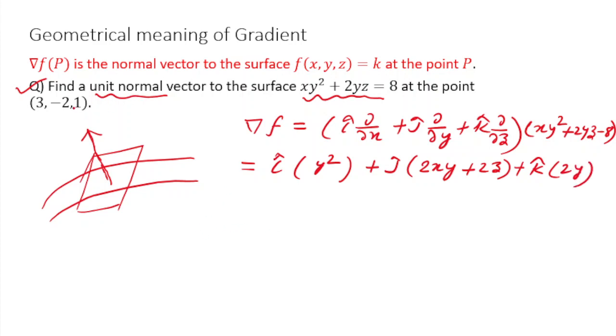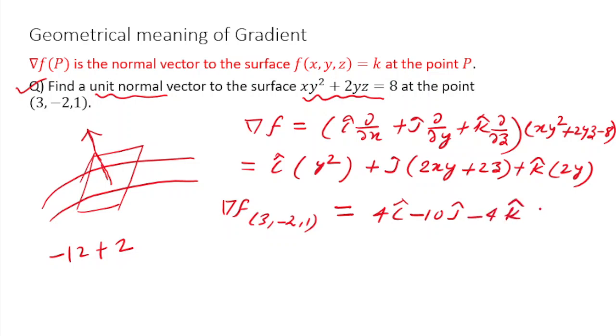So this is what we have got. But we have to calculate the unit normal vector at the point 3, minus 2 and 1. So if I calculate the gradient of the function at the point 3, minus 2, 1, what will I get? In place of y we have to put minus 2, so it will become 4i, minus 2 square is 4. And for 2xy, 2 into 3 is 6, 6 into minus 2 is minus 12, and plus 2z, so plus 2, so I will get minus 10j cap. And here 2y, so y is minus 2, so I will get minus 4k cap. So this is the normal vector.